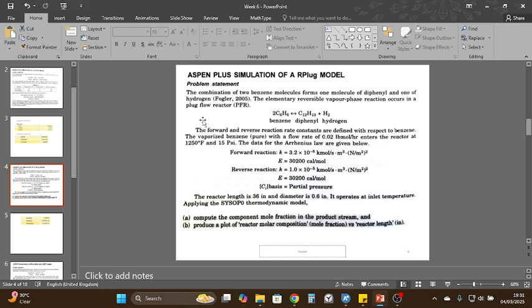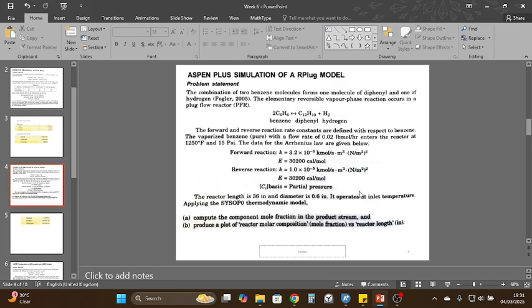I'll take up this problem in the next week as to why there is no change in the reactant. I'll see it and I'll let you know. Let us do the other problems today. I'll get back to you.